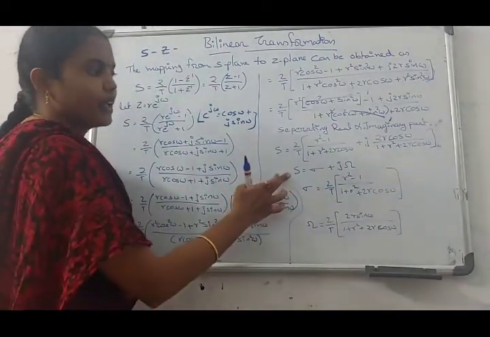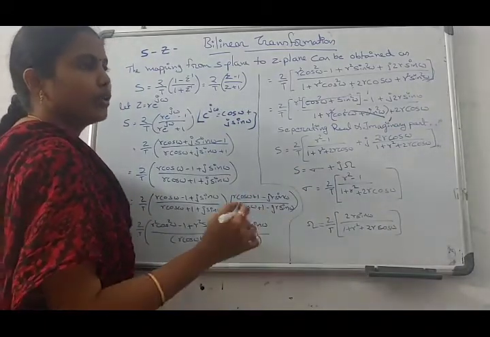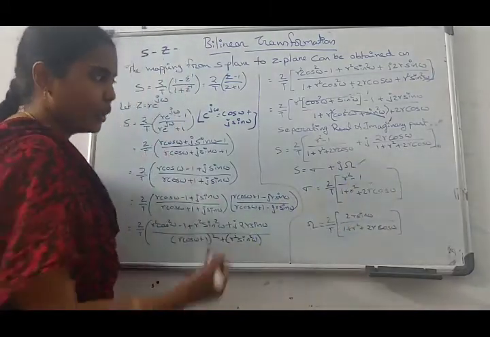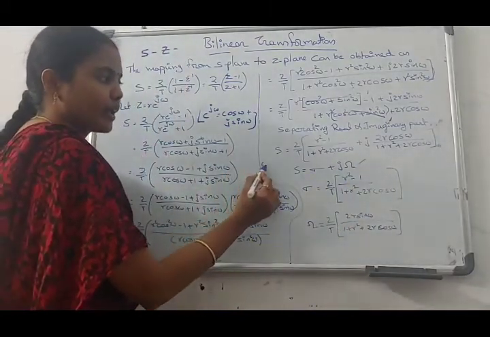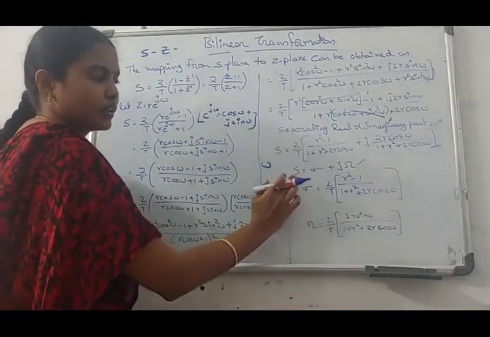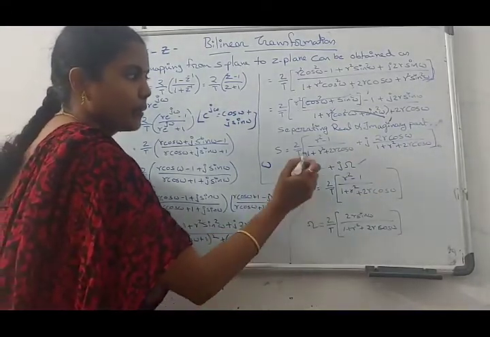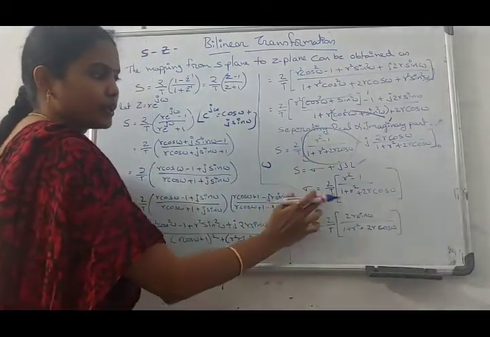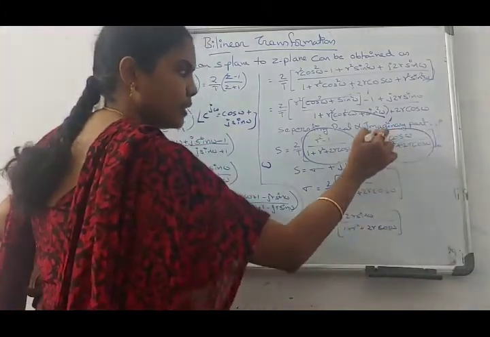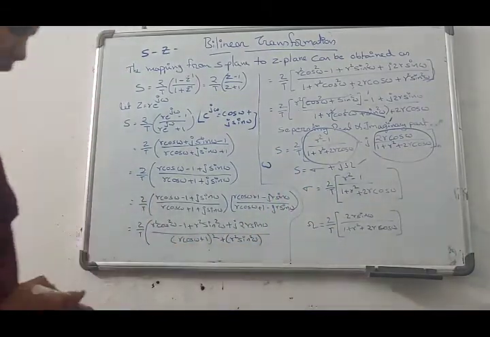Now, S is equal to sigma plus j omega. In the digital domain I write omega like this, whereas in the analog domain you write it like this. So sigma is the real part, this term, and the imaginary part is this one. Each is multiplied by 2 by T, giving the real part and the imaginary part.